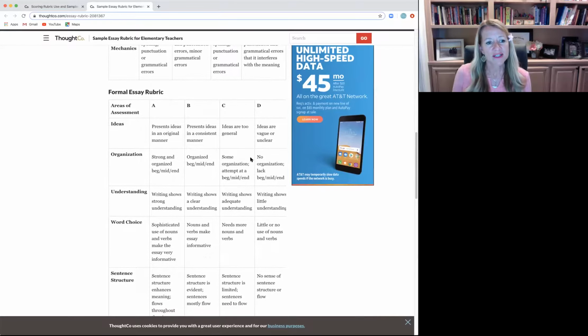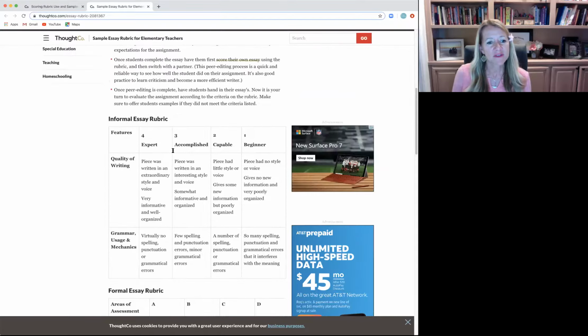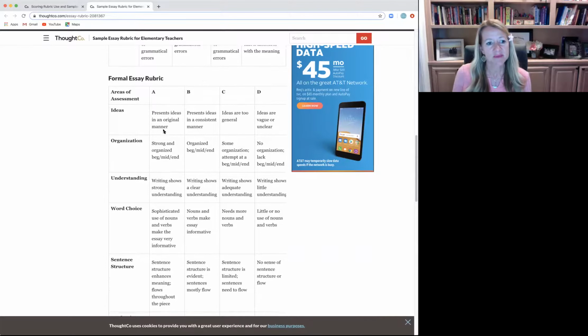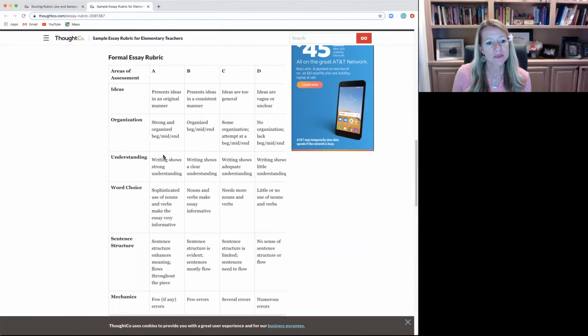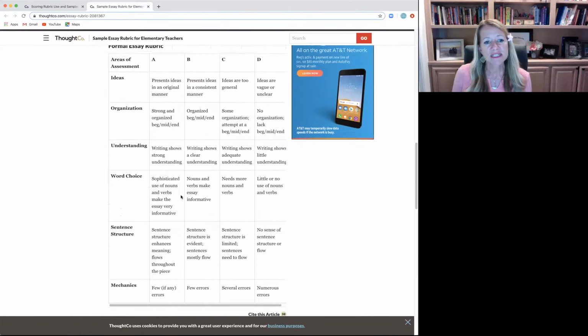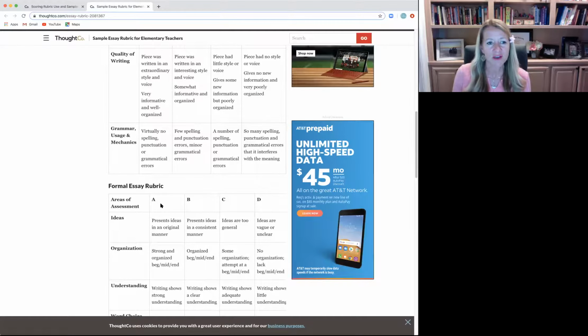This rubric here is an example of a formal essay rubric. Again, a little bit different than the other one. No points here, there's just an A, B, C, or D system. But then they've divided it up into 6 different areas: ideas, organization, understanding, word choice, sentence structure, and mechanics. So really, it's up to you. I highly recommend, if you have a 4th grade, 5th grade student on up, that you develop the rubric with them so that you're clear on what the expectations are for all concerned.